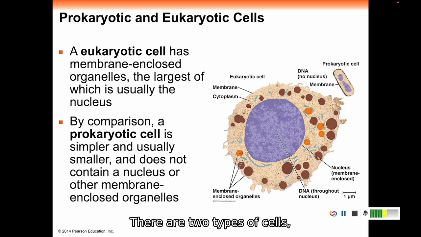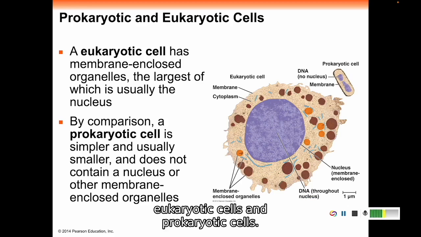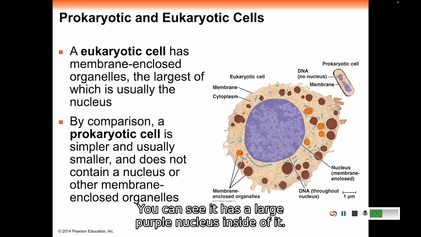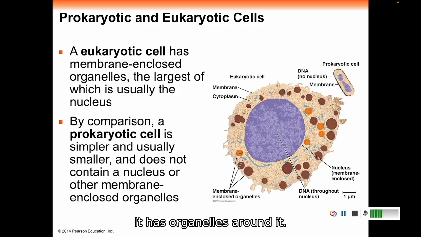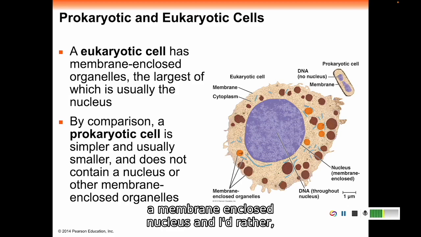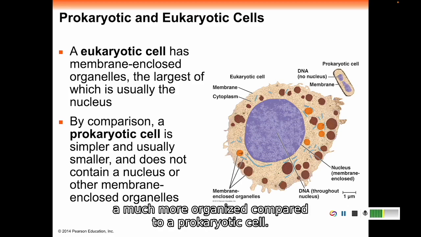There are two types of cells, eukaryotic cells and prokaryotic cells. This bigger cell here is a eukaryotic cell. You can see it has a large purple nucleus inside of it. It is a larger cell and it has lots of spots around it. It has organelles around it. So a eukaryotic cell has a membrane-enclosed nucleus, and it has other membrane-enclosed organelles. It's larger and much more defined, much more organized compared to a prokaryotic cell.